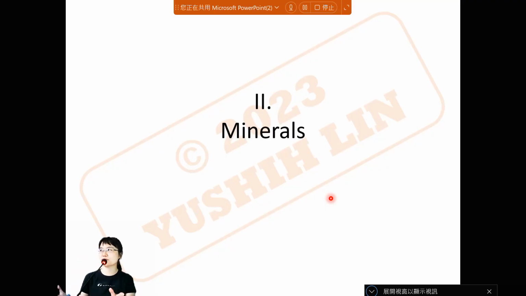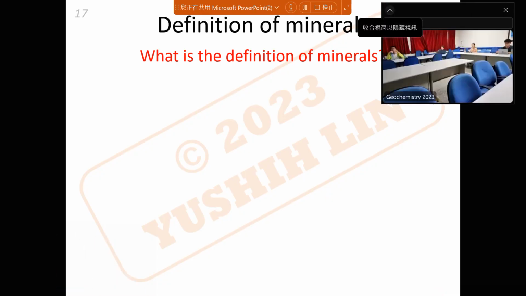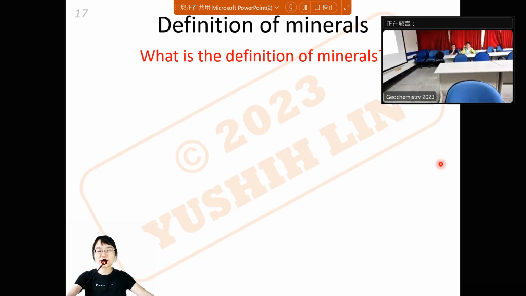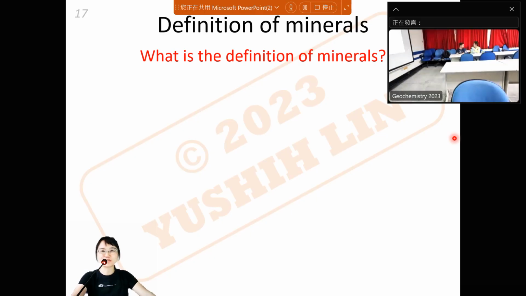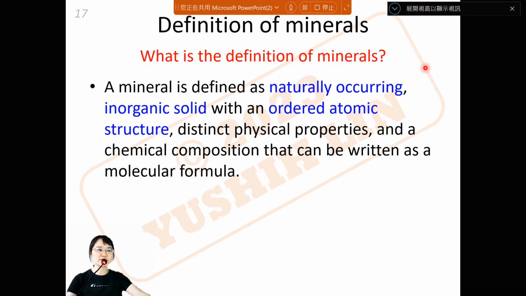That's for general chemistry. Let's now go to minerals, the focus today. What is the definition of minerals? Produced by natural process and inorganic. That's all. Then maybe ice is also a mineral. Very good. There has to be crystal structure. Okay, naturally occurring inorganic solid with ordered atomic structure that usually means crystal.